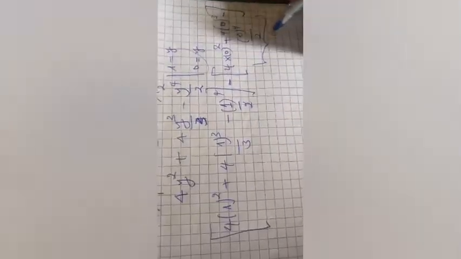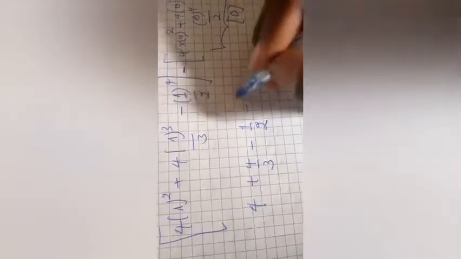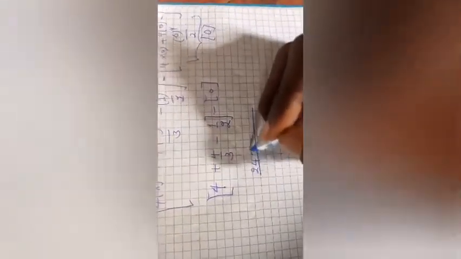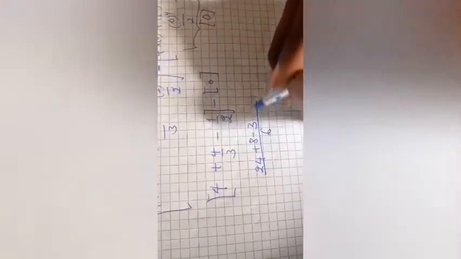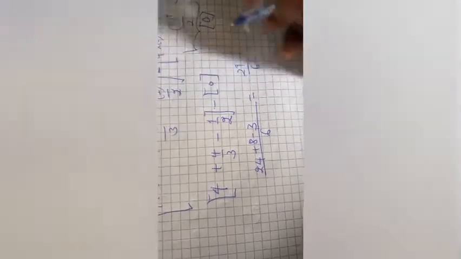This will be equal to 0. And then remaining is 4 plus 4 over 3 minus 1 over 2, minus the other 0. Here, let us put a common denominator. The LCM will be equal to 6, then it will be equal to 24 plus 8 minus 3, which will be equal to 29 over 6.